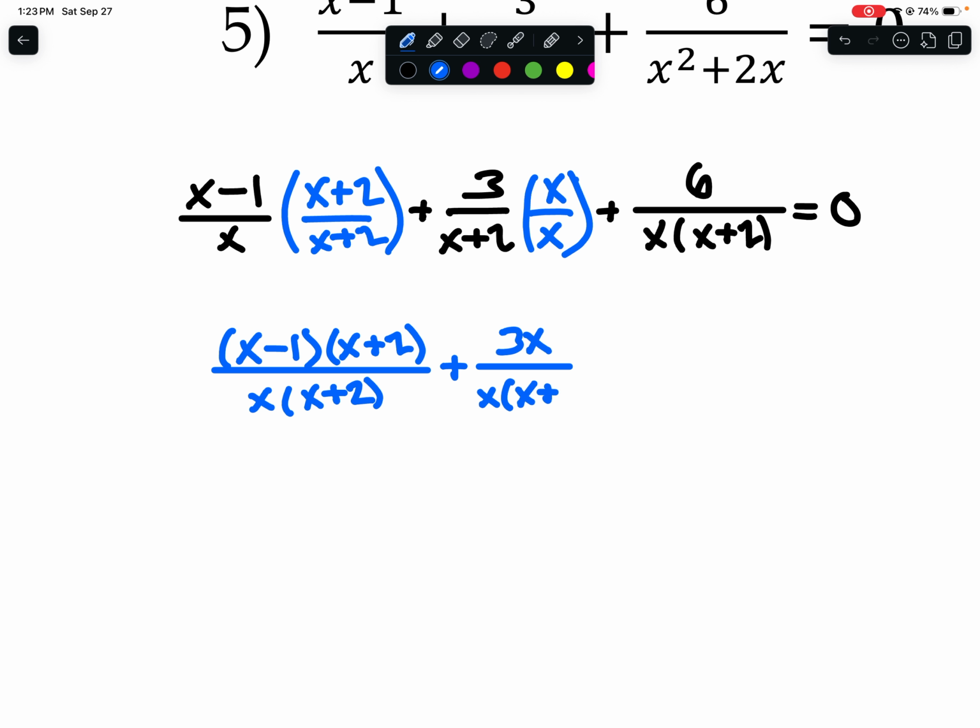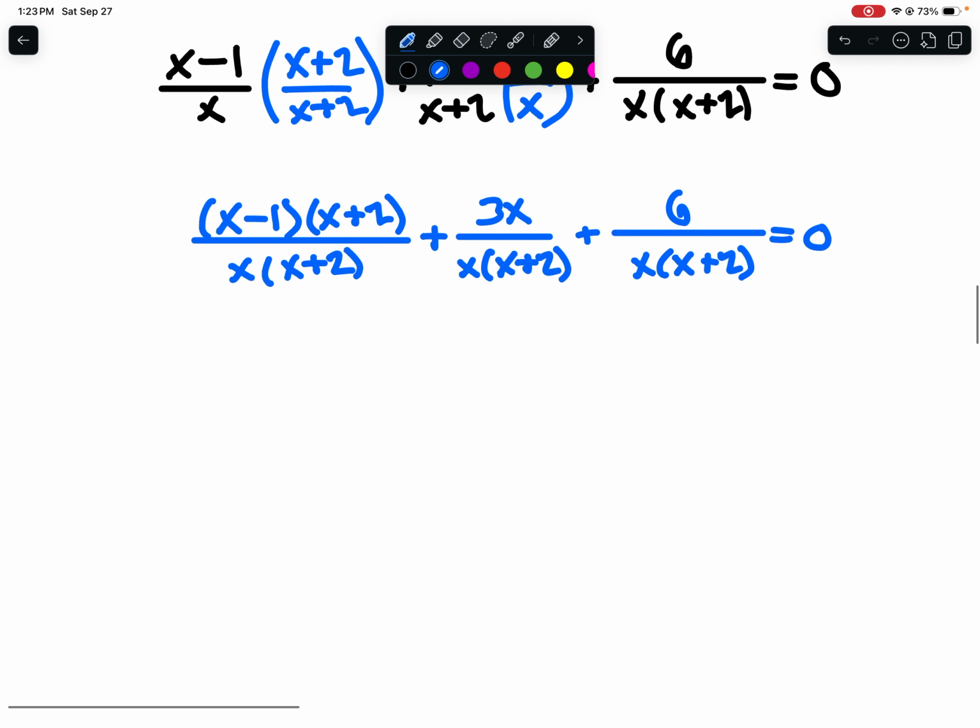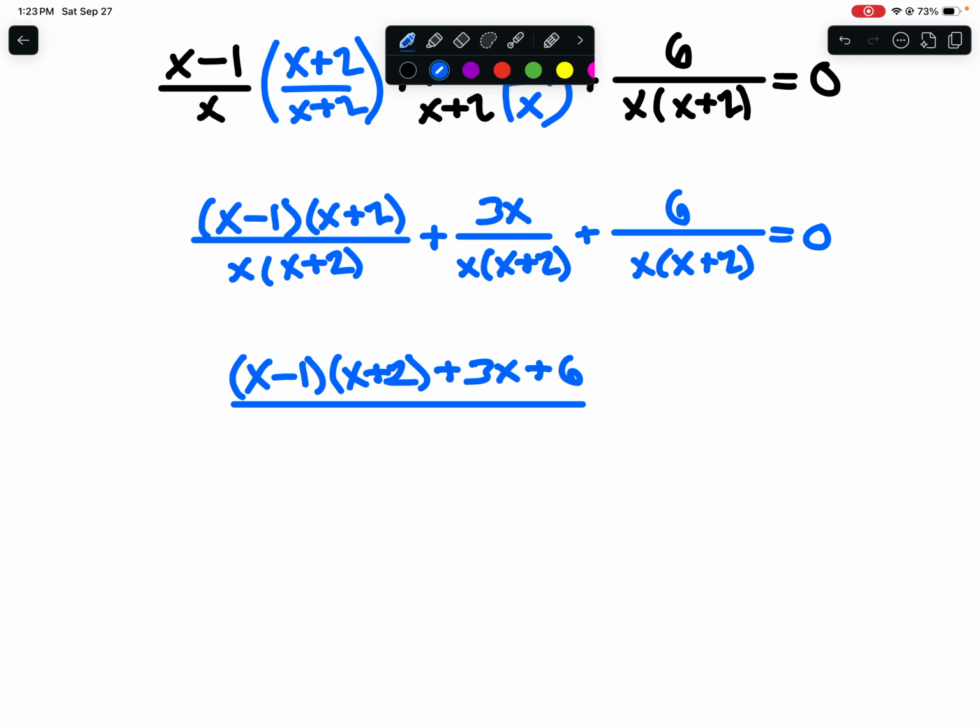Then x parentheses x plus 2, and then plus 6 over x parentheses x plus 2. And that's going to equal 0. So now that we have a common denominator amongst all the terms, I'm going to combine all the numerators. So x minus 1 parentheses x plus 2. We're going to multiply those binomials in the next step. Then plus 3x plus 6. And then that's going to be all over our denominator, which is x parentheses x plus 2. And that's going to equal 0.